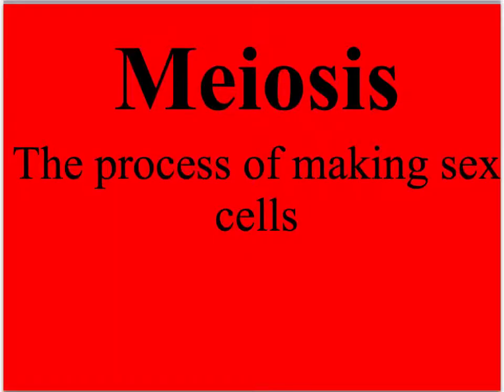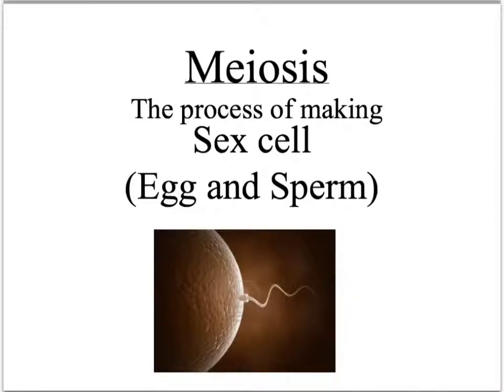Now we'll quickly review meiosis. Meiosis is the process of making sex cells. You will most likely not be asked the phases of meiosis, but there are a couple key things we do need to go over to get you ready for the test. The first is just to keep in mind that when we're talking about sex cells, we're talking about egg and sperm. And those cells are made in meiosis.